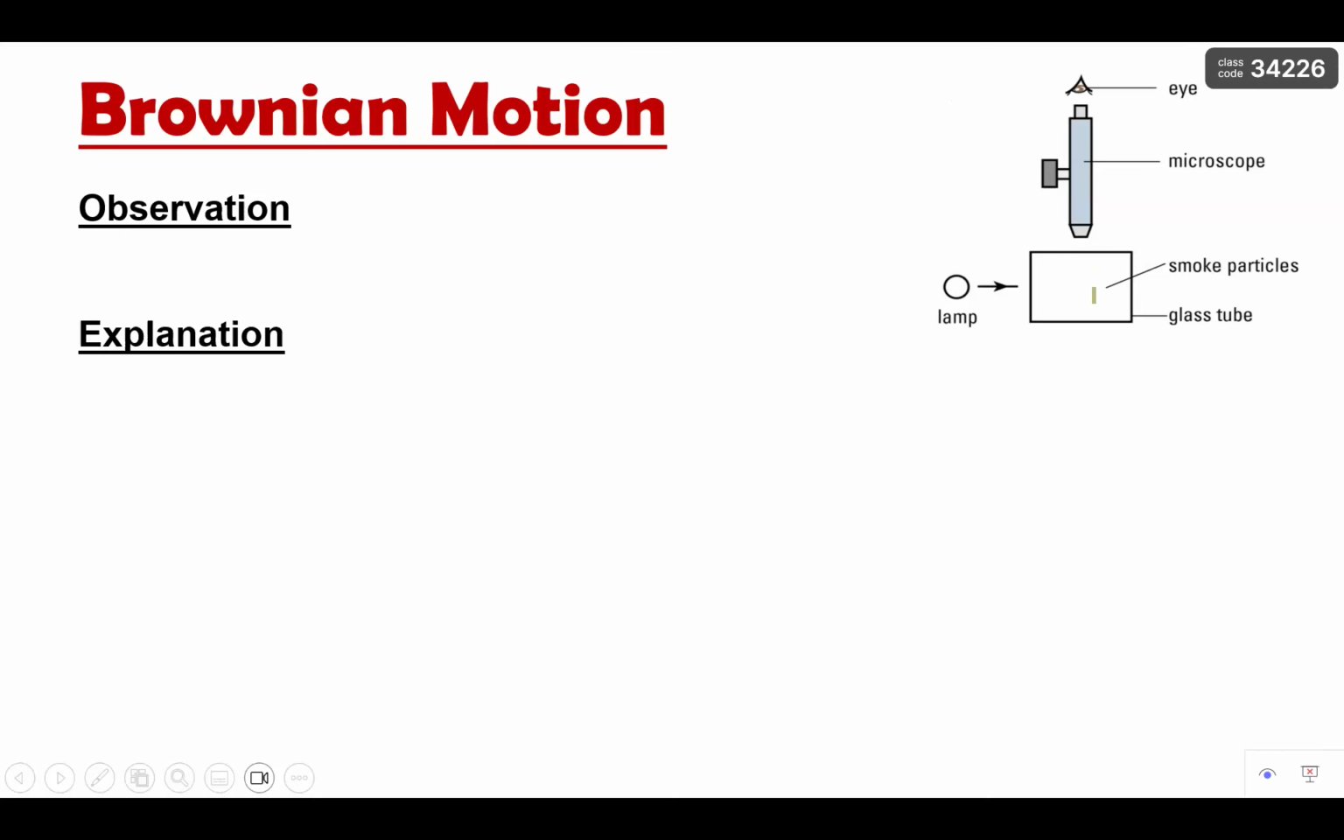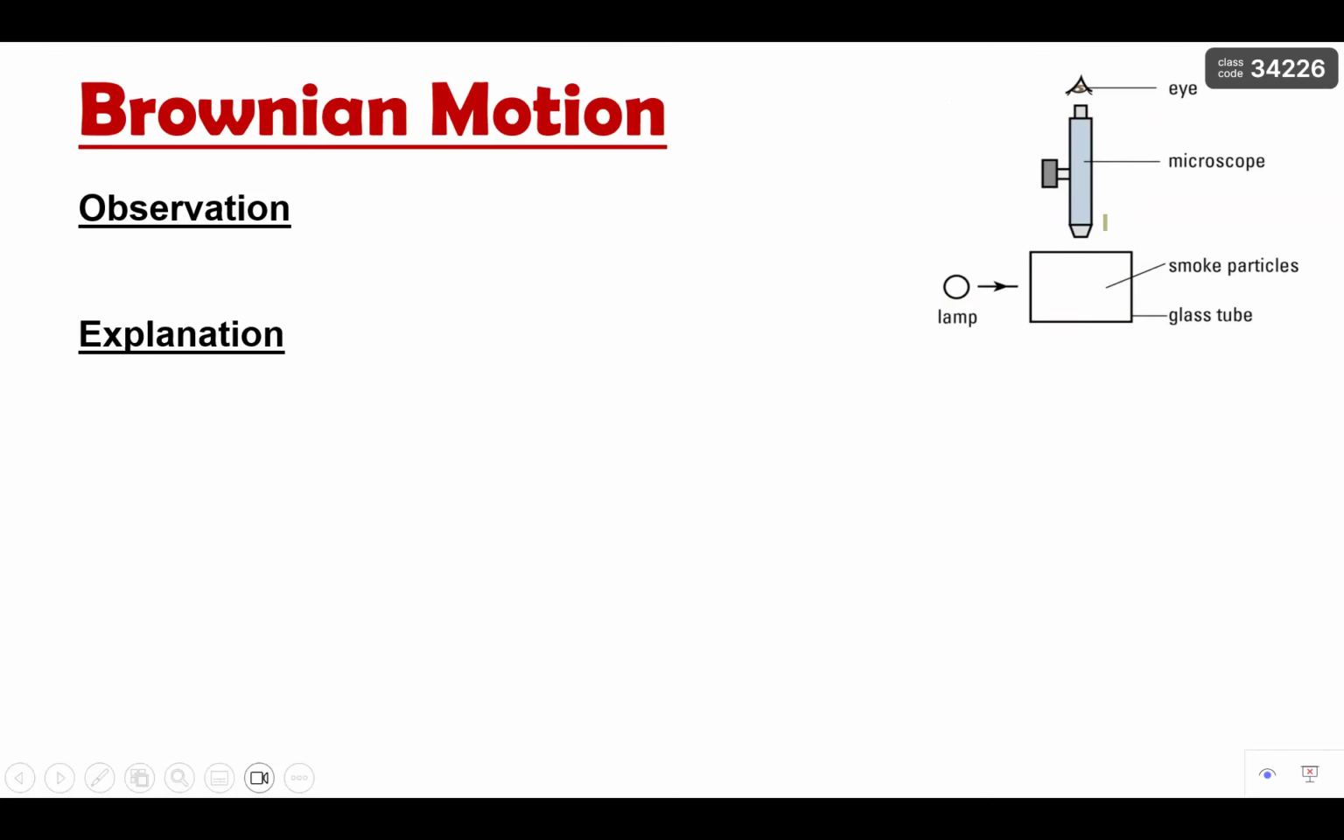How do I introduce the smoke particles? I just burn a piece of paper. After I burn a piece of paper, there's smoke. I just collect all the smoke into this glass container. Then I put this glass container under a microscope. Your microscope has a very bright light source at the bottom, so light shines through that glass container, and you have a microscope at the top, where your eyes look through.